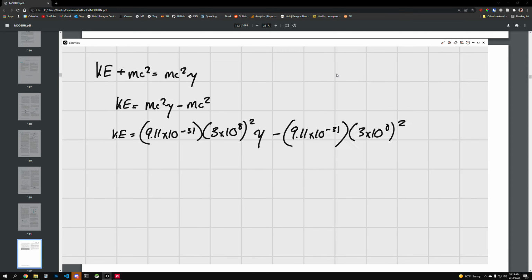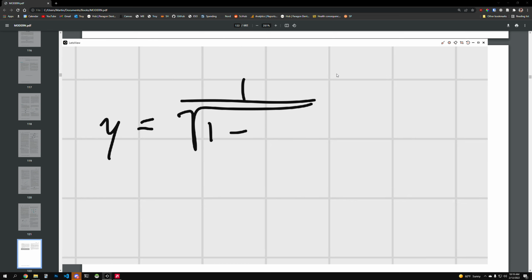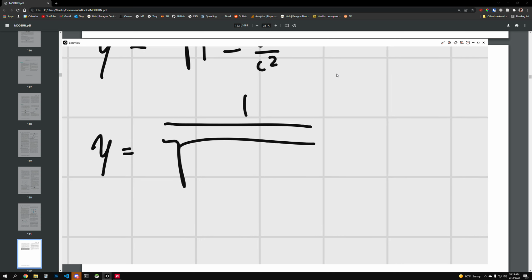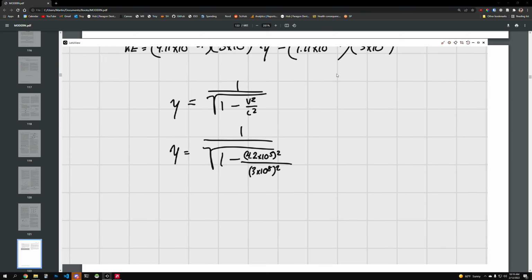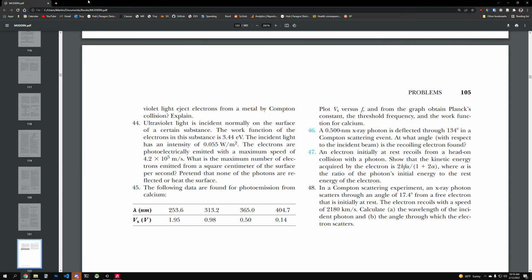So it's good to solve the gamma factor separately, just because it simplifies your calculations. So gamma is equal to 1 over the root of 1 minus v squared over c squared. That is 1 over the root of 1 minus, what was it, 4.2 times 10 to the 5, all squared, all divided by 3 times 10 to the 8th squared. So I'll solve for this first. I'll plug this in, and let's quickly get a value using our calculator.